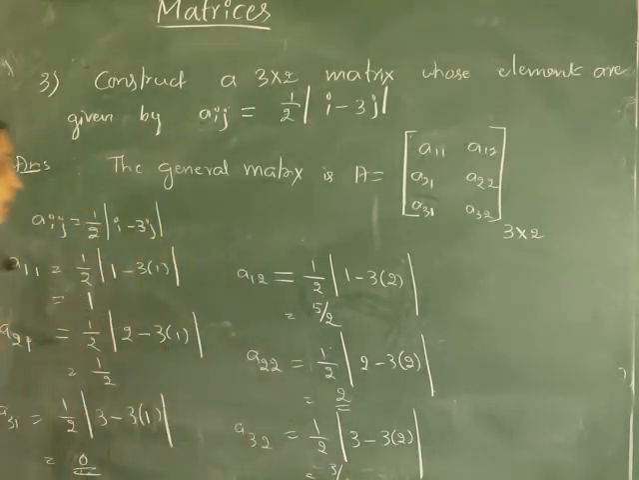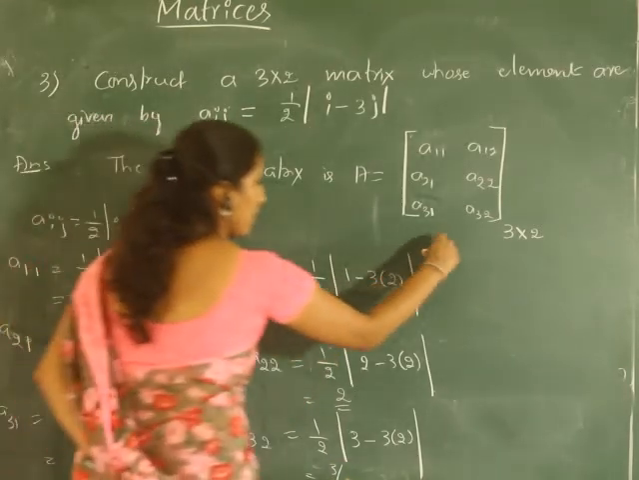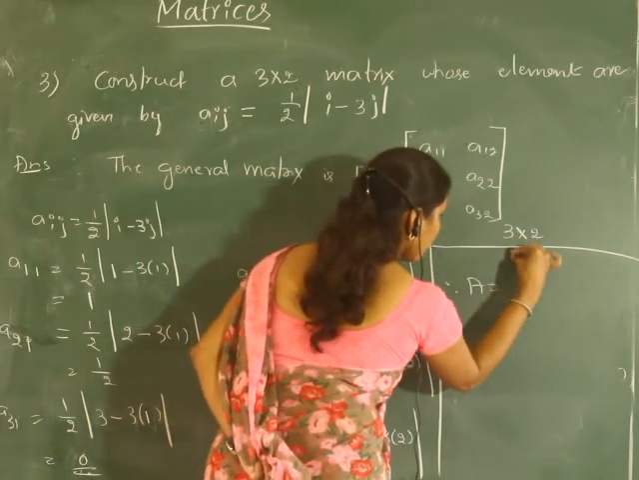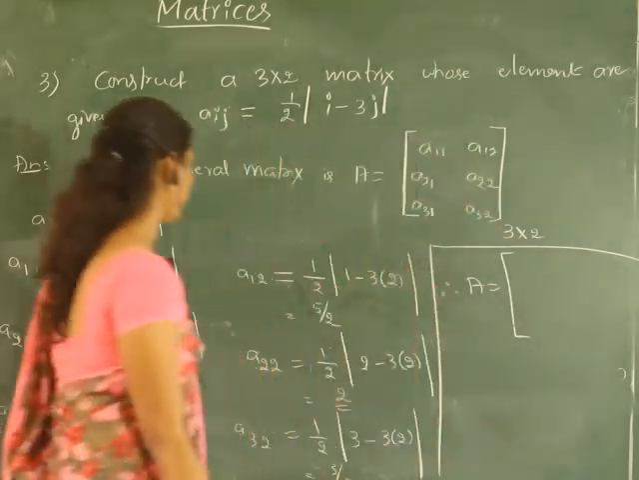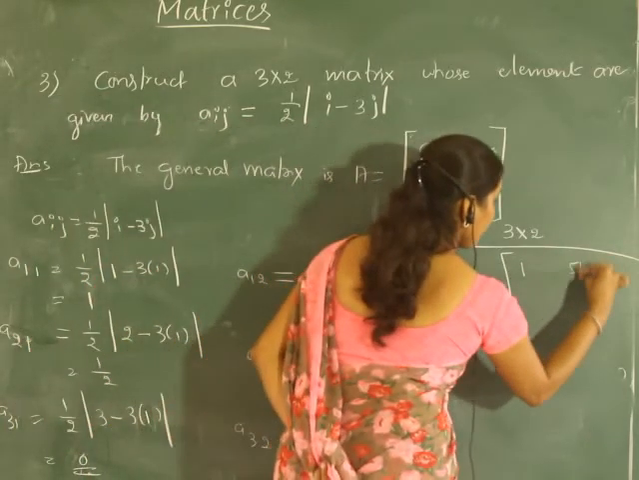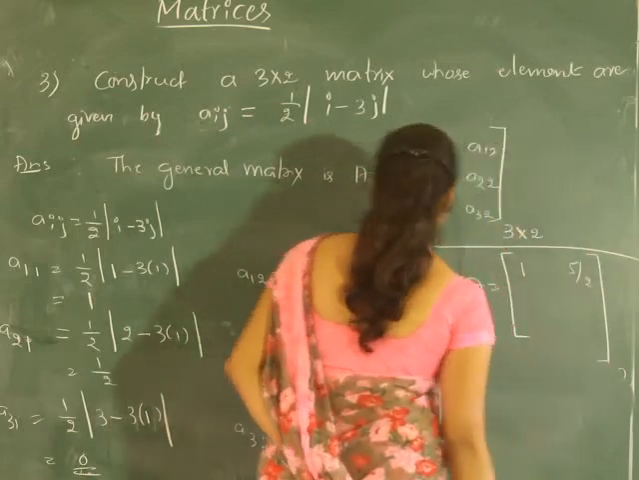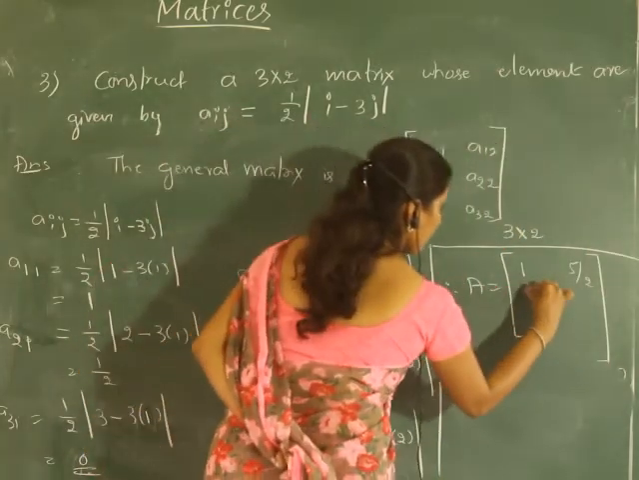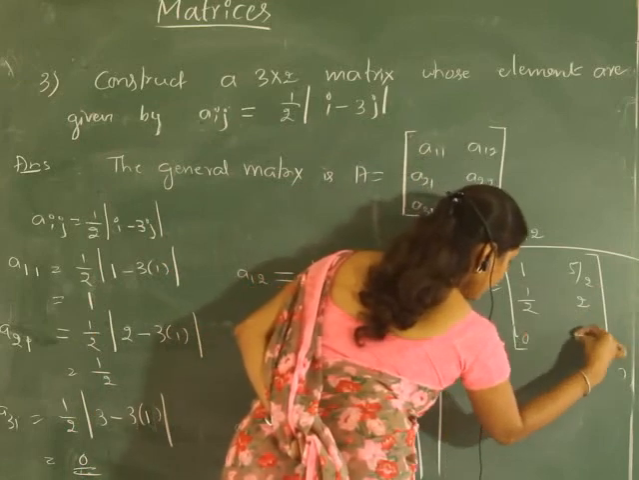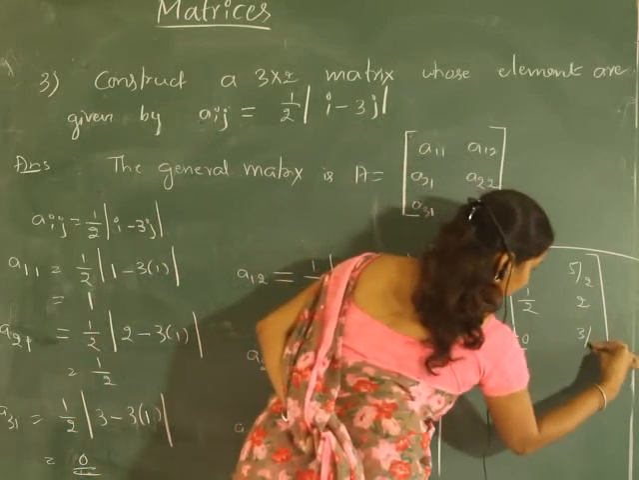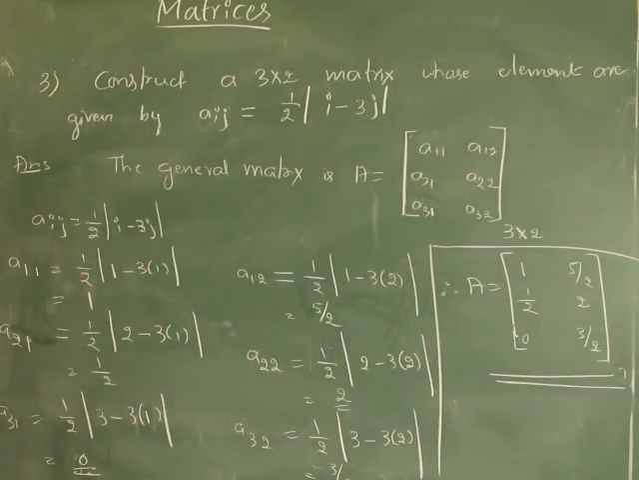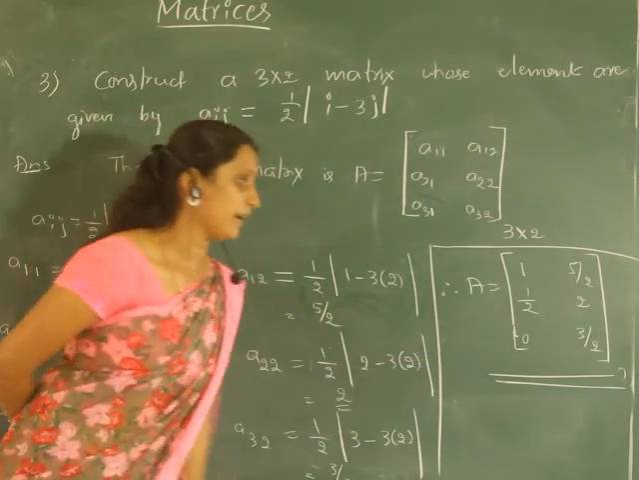So we have calculated all the elements. Therefore A is equal to, substituting all these values: the first row is 1, 5 by 2, the second row is half, 2, and the third row is 0, 3 by 2. So this is the required matrix when aij is given. A is equal to this matrix.